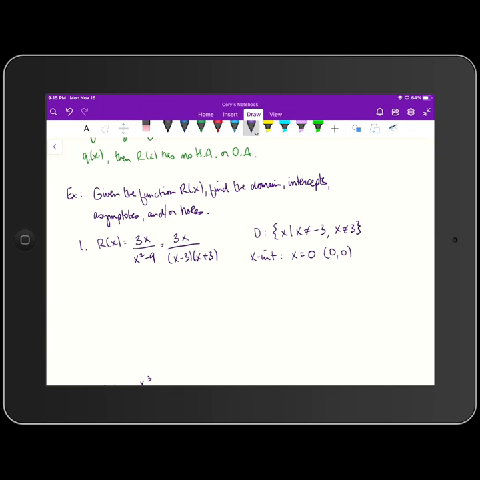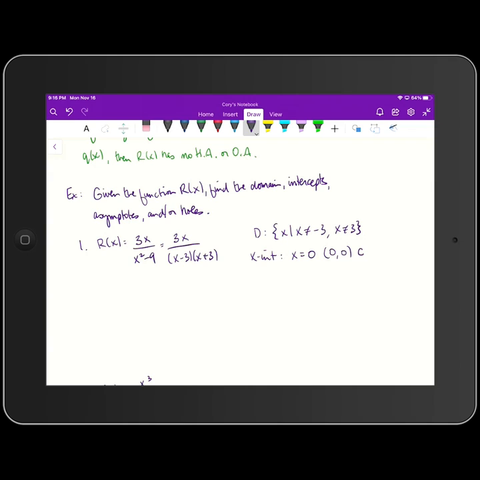And just as with polynomial functions, when we have rational functions, the multiplicity of the zero in the numerator tells us whether our graph touches or crosses the x-axis at that point. And since that has a multiplicity of 1, it's odd. That means that the graph is going to cross the x-axis at that point. So I'm going to put a C next to that point to indicate that the graph is going to cross.